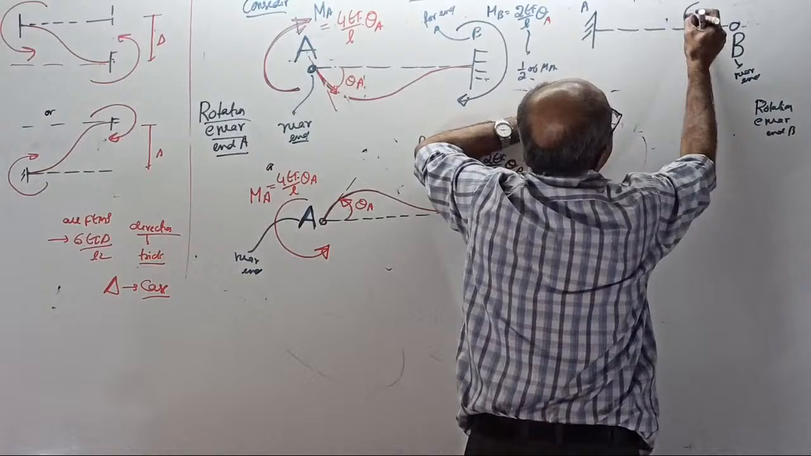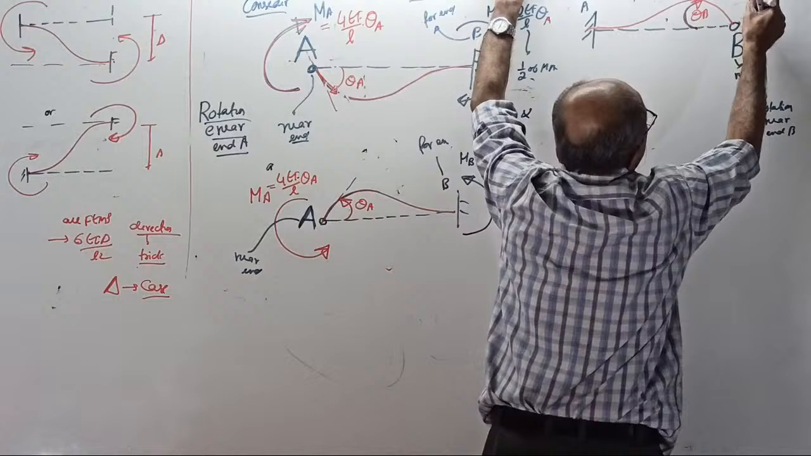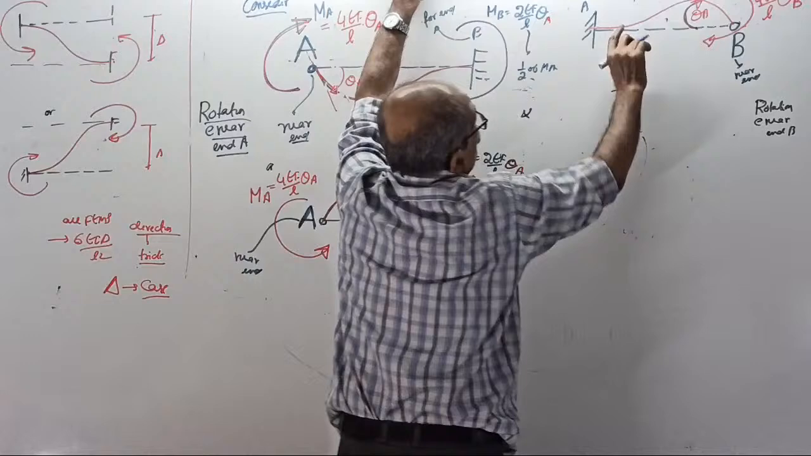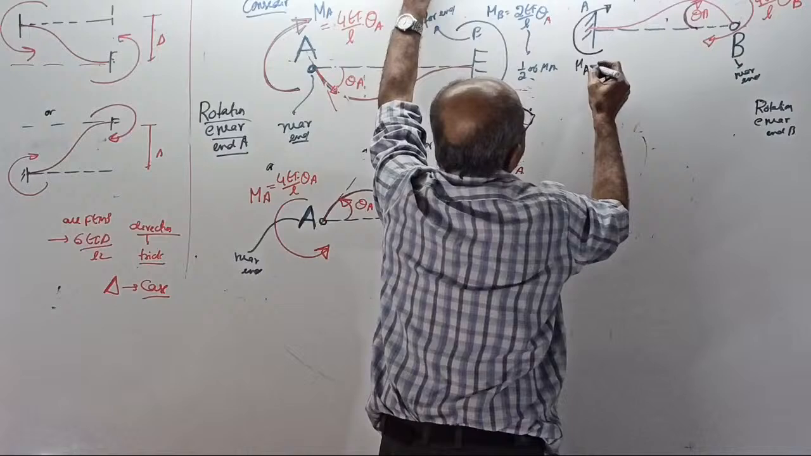Theta B. The elastic curve will come this way. Now, if it is clockwise, the moment required here will be 4EI by L into theta B. And at the far end, half the value, also clockwise. I wrote MA and MB. Yes, this is MB. MA equals half of that, 2EI by L into theta B.